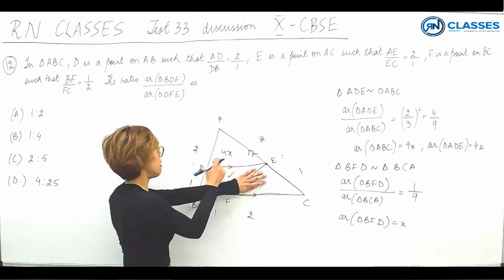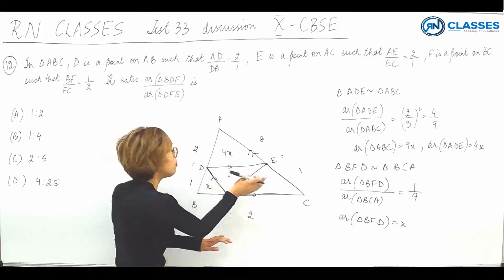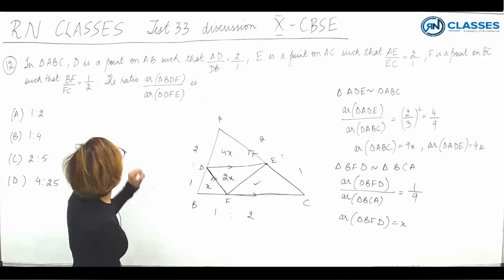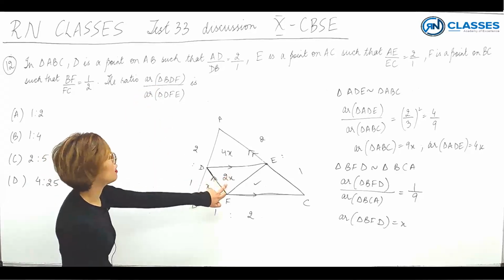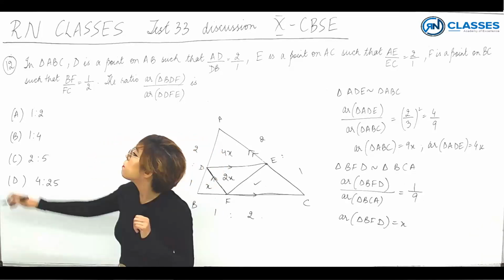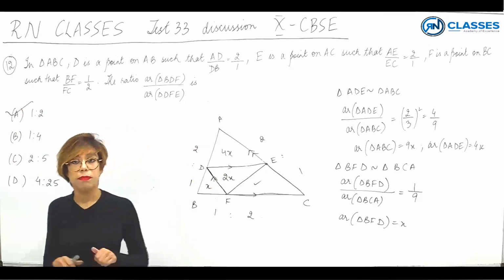Pura 9x tha, ye 5x ho chuka hai, ye hoga 4x. Equal parts, that means this is 2x. Right? I want ratio of this over this, so that means x by 2x, which is 1 by 2. So option A is the correct one.